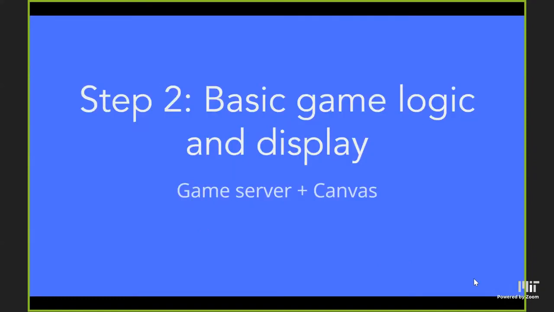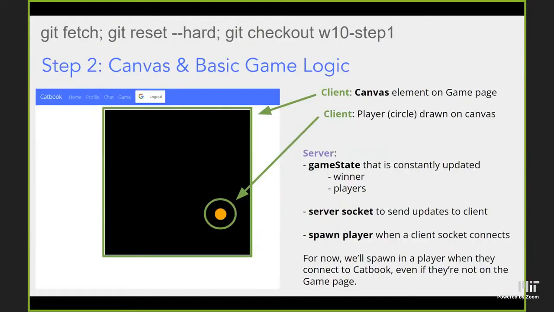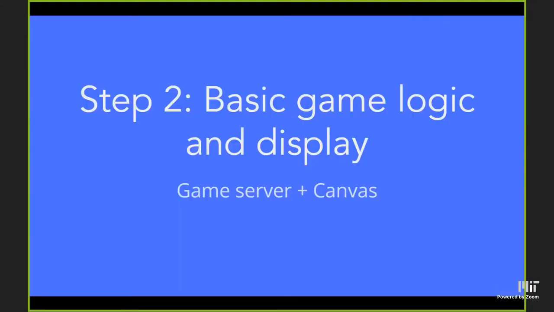So in this step, our goal is to define a game state that our game is going to hold. And we're going to be able to start the game and spawn in a player. And these are just fundamental things that our game needs to implement. And we're also going to see how to use Canvas. Canvas, as before, is what the client sees. It's what is rendered to the client.